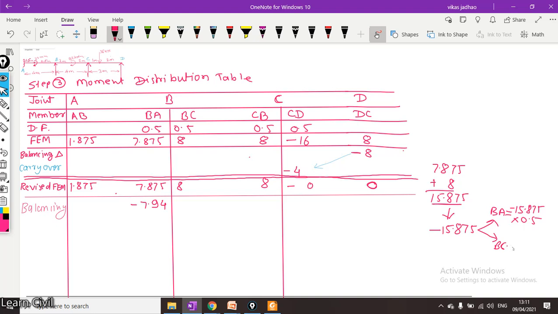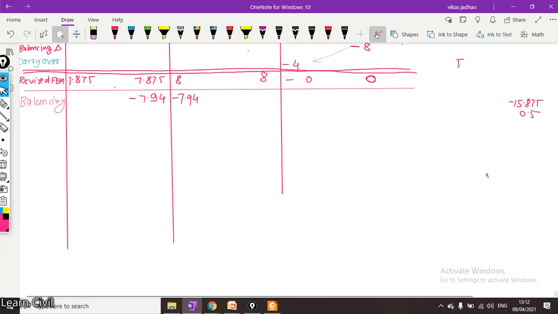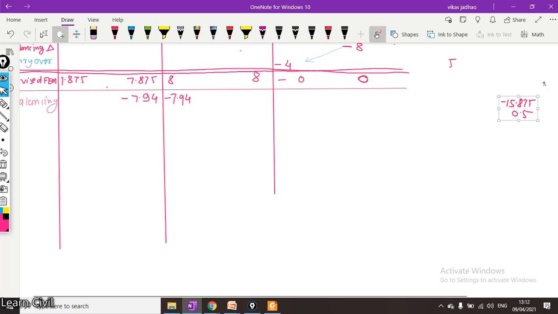Similarly for BC, this will again be equal to minus 15.875 into 0.5, so this will be minus 7.94. Okay. At this joint C, you can see the total unbalanced moment. The total unbalanced moment is 8 kilonewton meter.